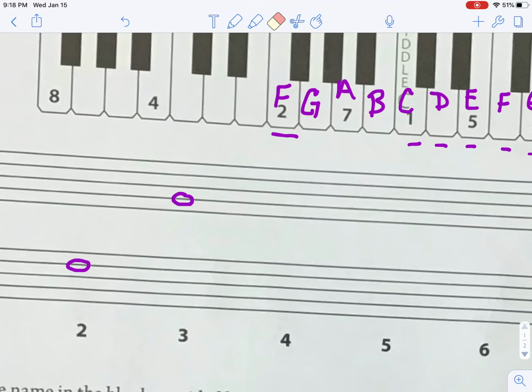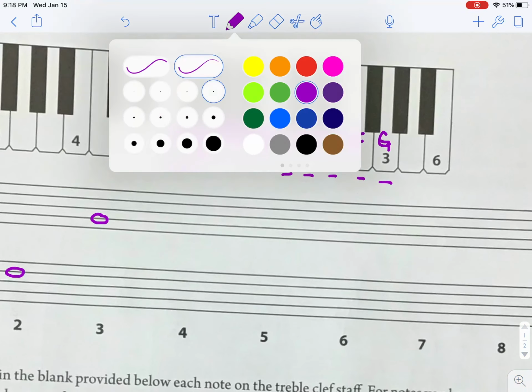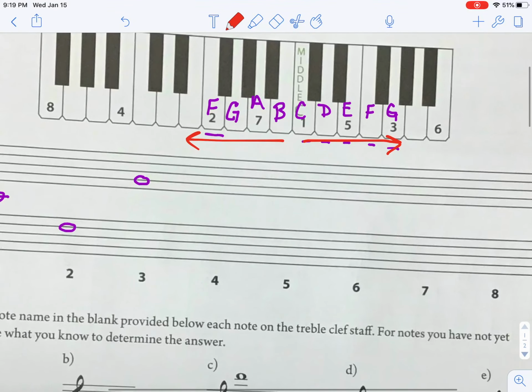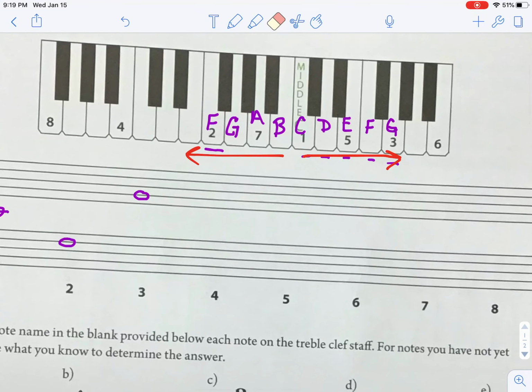Now, just in case you haven't noticed, I'm going to change colors for this part. If it is to the right of middle C on the keyboard, we're going to draw it in the treble clef. If it's to the left, we're going to draw it in the bass clef. I'll say that one more time. If it's to the right of middle C, the note you're going to draw is going to be in the treble clef. If it's to the left of middle C, it's going to be in the bass clef. So let's continue on.